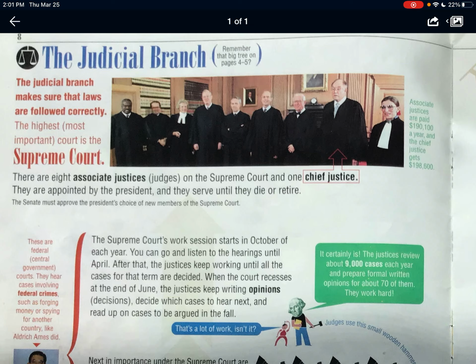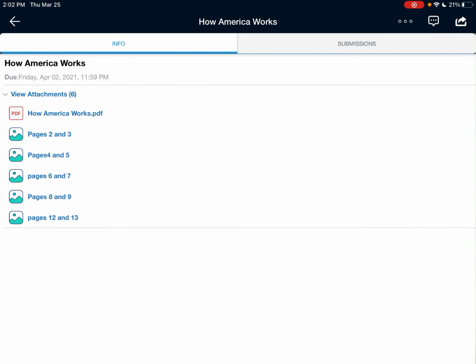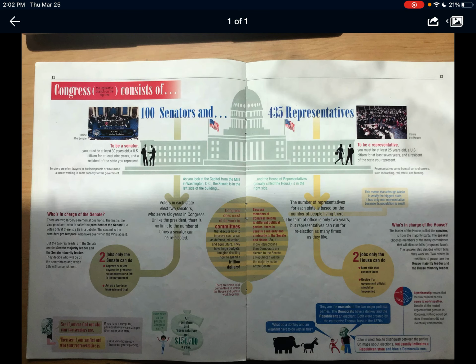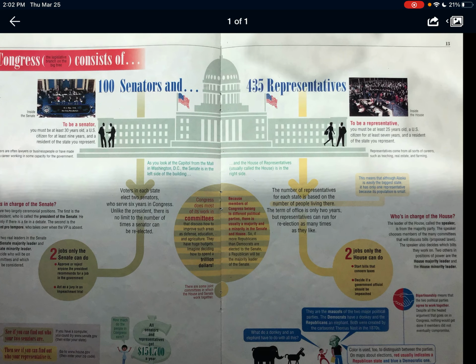Okay? So I'm asking you, as number 5, letter A, what exactly does the judicial branch do? And then letter B, why do you think there are an odd number of Supreme Court justices? Okay? Number 6, the legislative branch. That is found on pages 12 and 13. Here we go. The legislative branch consists of 2 main groups. I want you to name them.